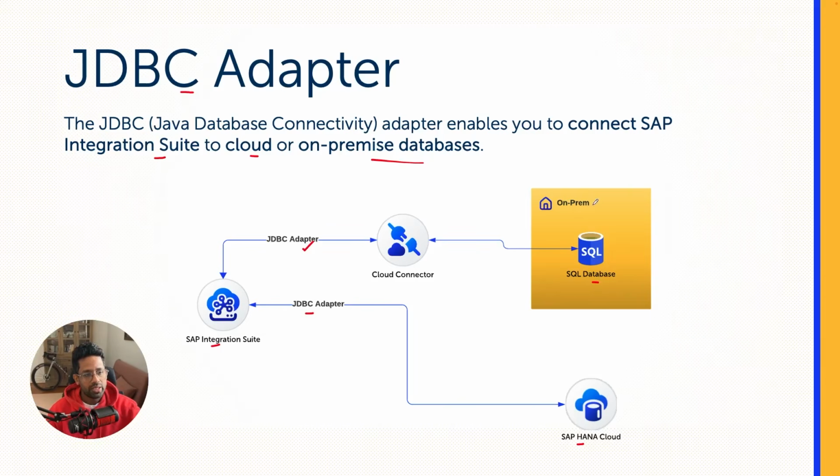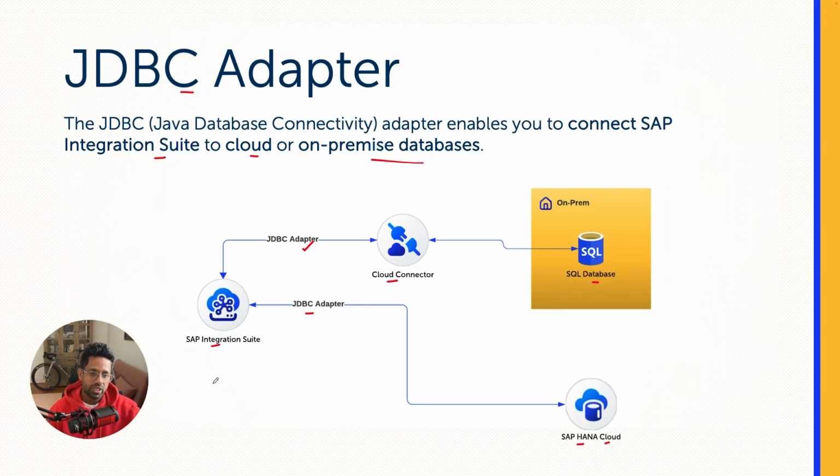Here, when you are connecting to an on-premise database server, you have to go through the cloud connector. You first have to configure the cloud connector, then through that, you securely connect to your SQL on-premise database. But if the database you are trying to connect to is on cloud, you can simply configure the JDBC adapter in the SAP Integration Suite to connect to your cloud database server.